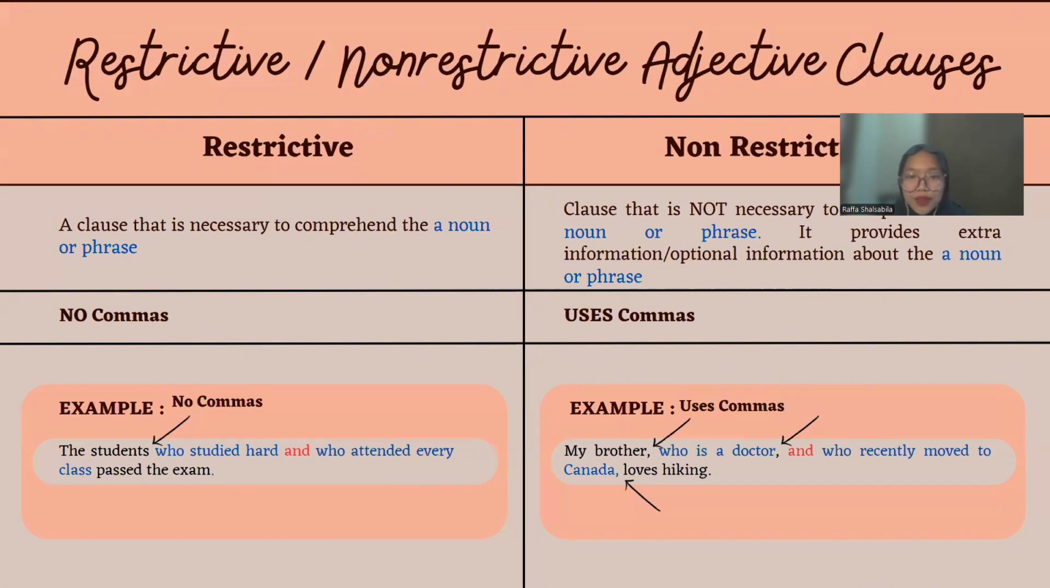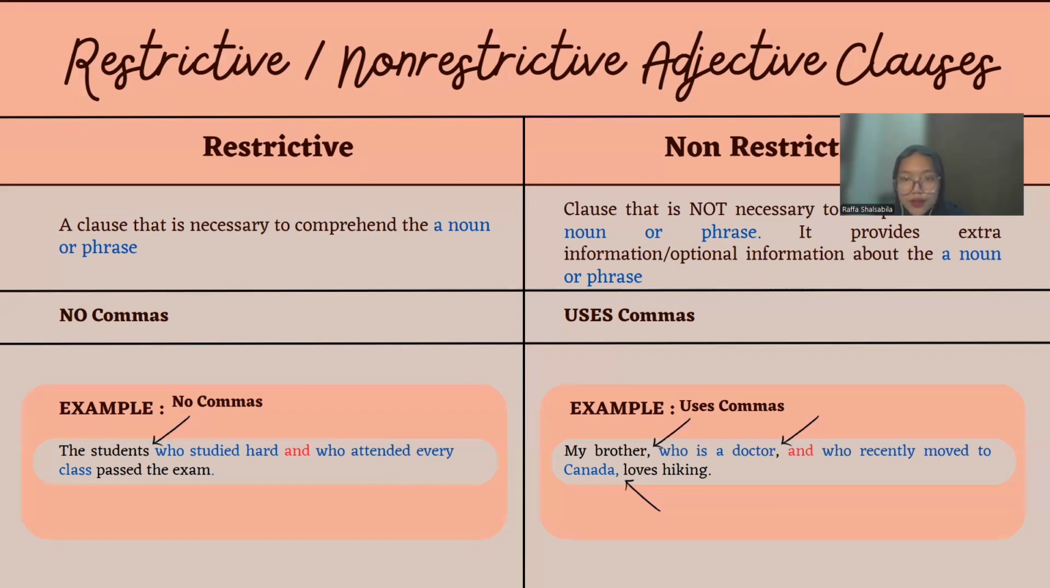For example, the students who studied hard and who attended every class passed the exam, because these clauses provide important information and they are restrictive adjective clauses. Such clauses are not separated by commas and should not be removed from the sentence, as it would change the overall meaning.